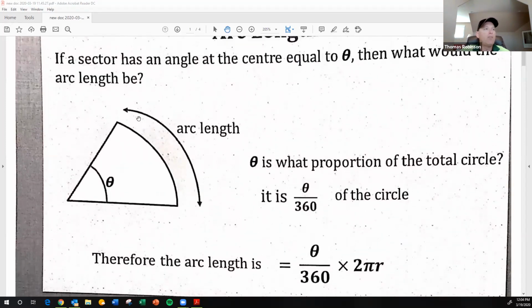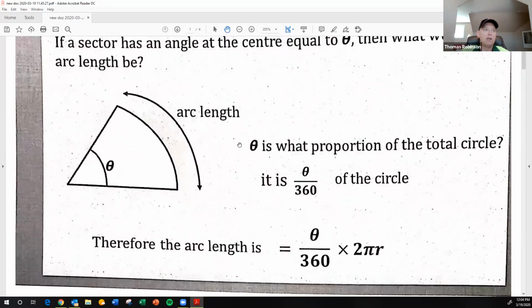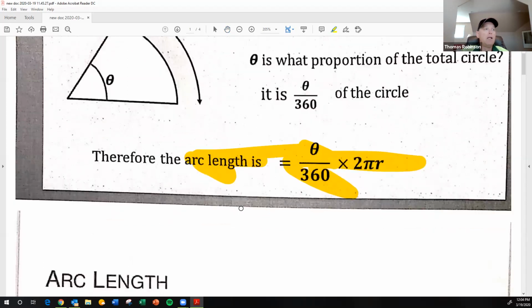And we know that this arc length is the same proportion, or same portion, of the circumference, which is 2 pi r. So here you see the same expression that I showed you on the whiteboard. We'll go back in just a second.